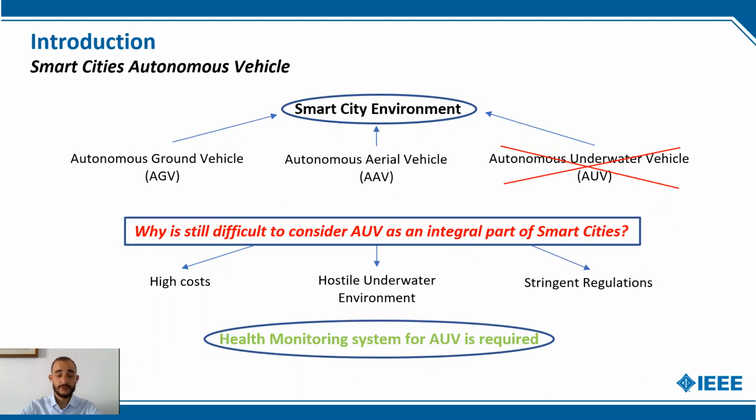Nowadays, autonomous vehicles have become an integral part of the smart city environment. Autonomous ground and aerial vehicles are included in the transport of this environment. Instead, autonomous underwater vehicles are not yet part of it. So the question is, why is it still difficult to consider AUVs as an integral part of smart cities? The main reasons are three: high cost, hostile underwater environment, and stringent regulations.